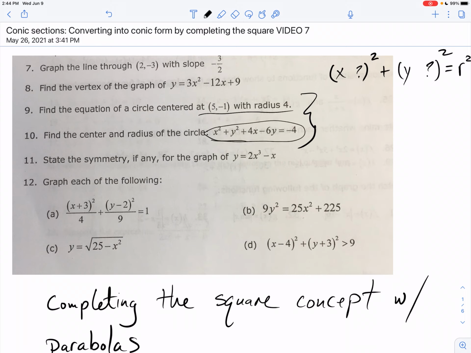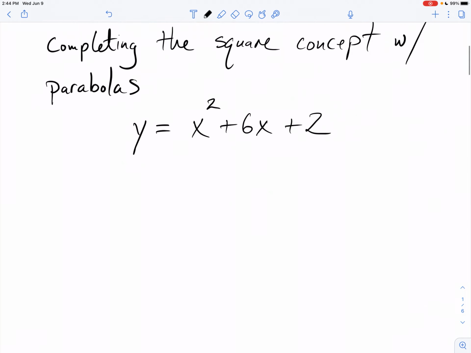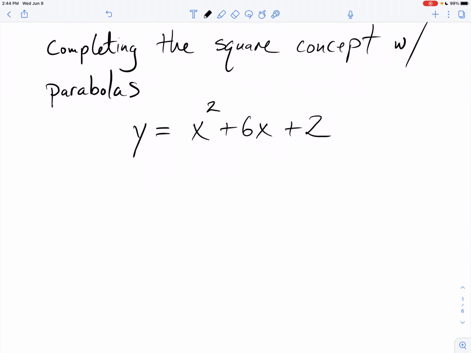When they give it to me in this format, I can't clearly tell you what the center and radius are until I convert it. But they are giving you a hint. They're saying find the center and radius of this circle. Before I do my 2 examples about circles, let's look at this, because what we're going to do is use a completing the square concept.